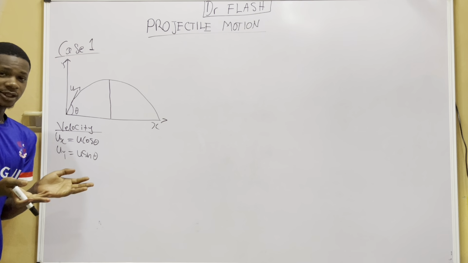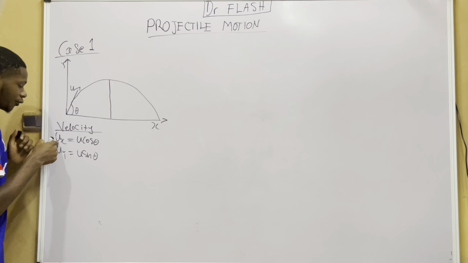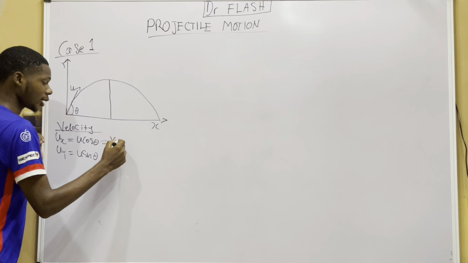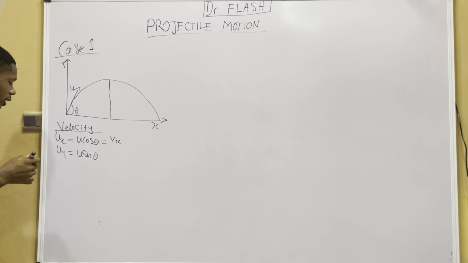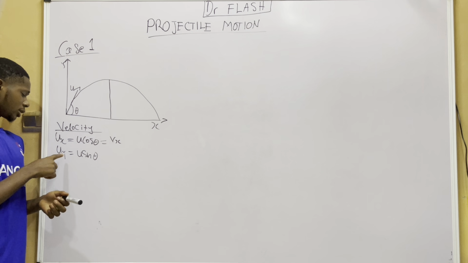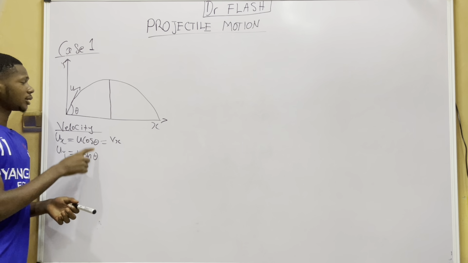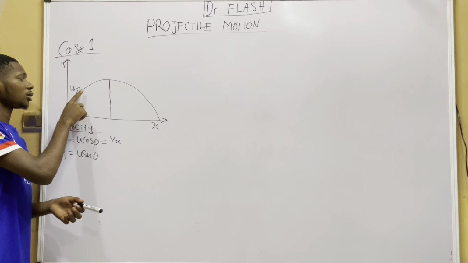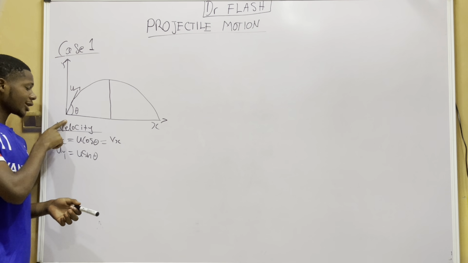Constant as well, and Vx is equal to what now? Ux. So Vx and Ux, they are what now? The same thing. Okay, now how about Uy? Uy has to do with the vertical components. Now Uy is equal to U sine theta. If I project it through this part, initially it's having Uy.